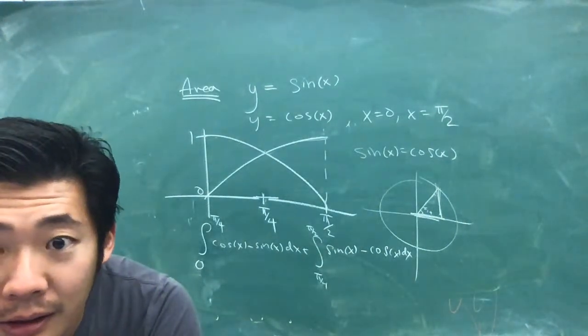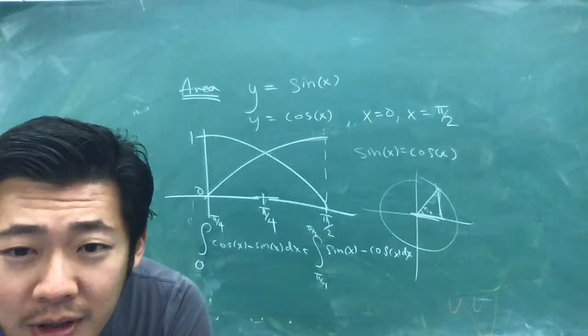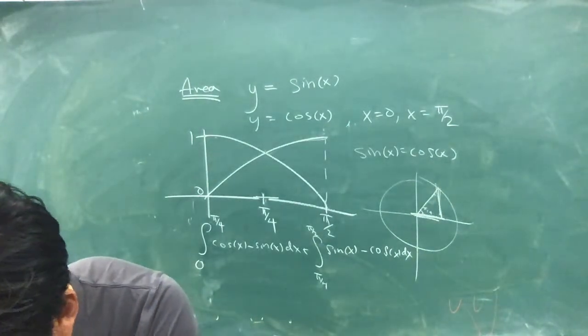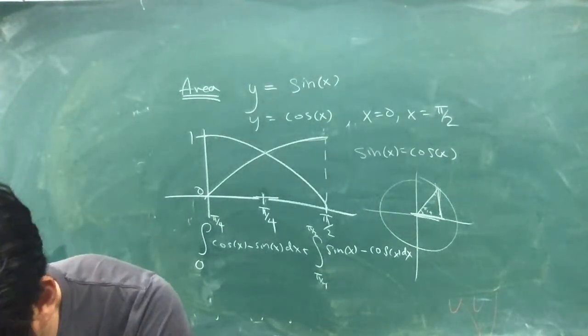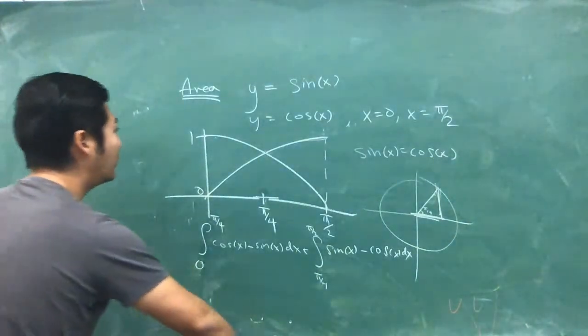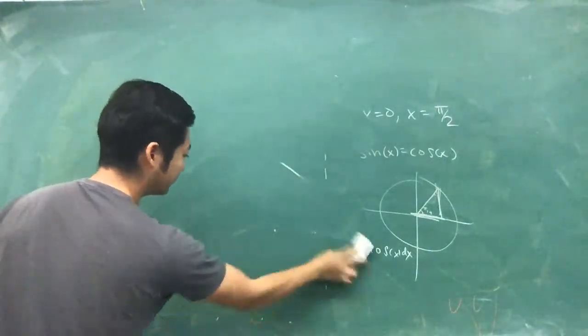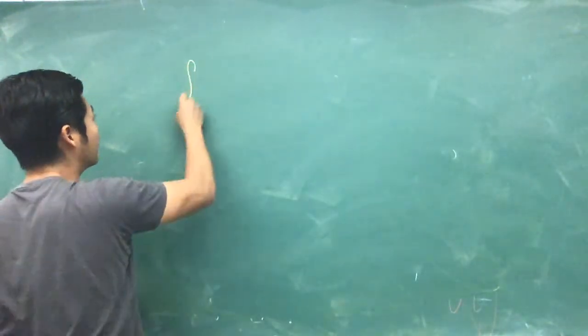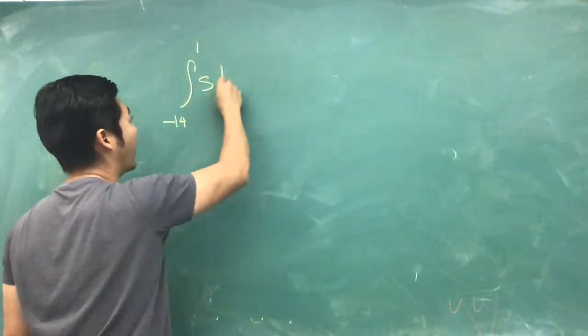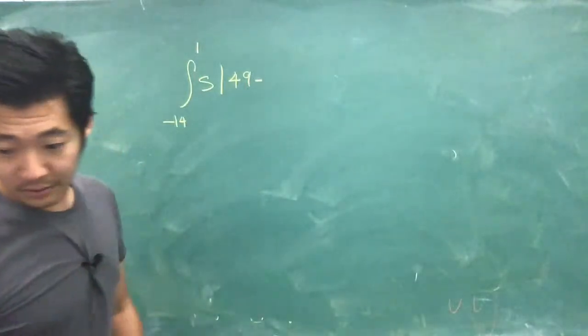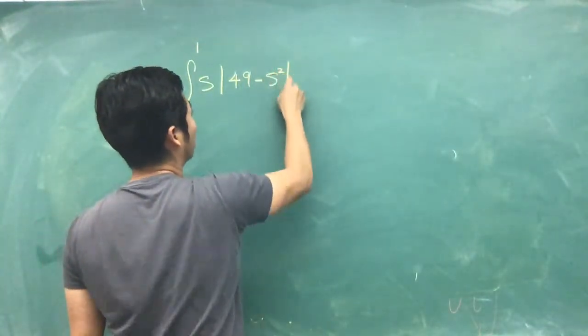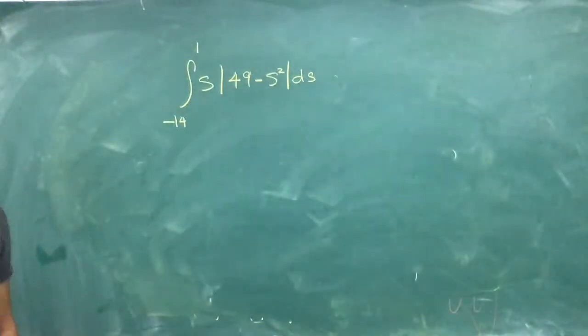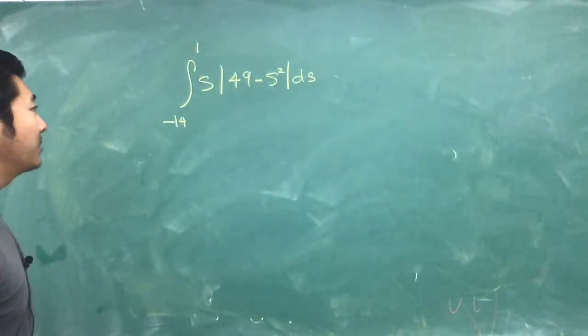So WebWork assignment 2, first integral in question 5. Ah, gotcha. So the numbers are probably going to be different, but what I have is the integral from negative 14 to 1 of s times the absolute value of 49 minus s squared ds. So this is actually similar to what I just did.